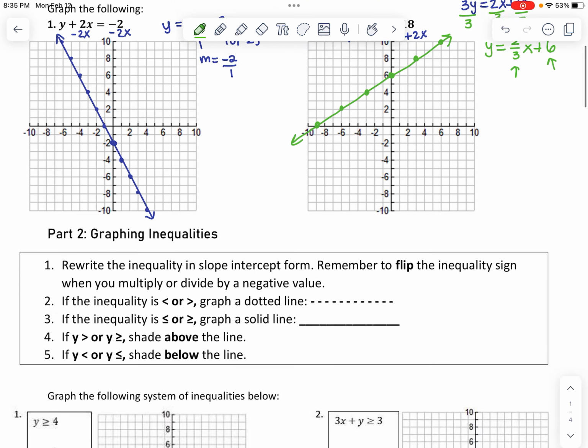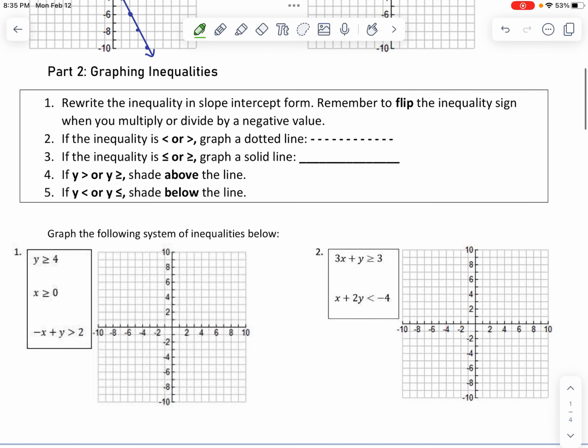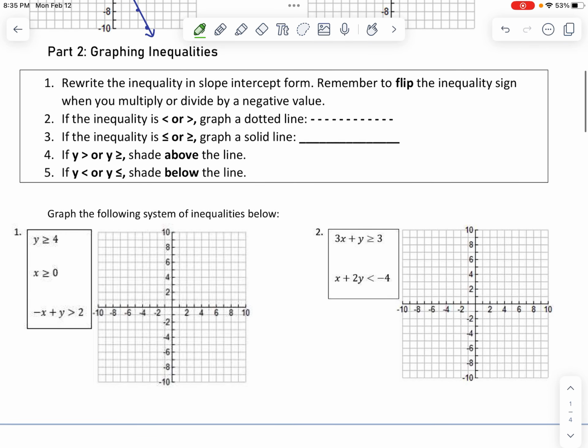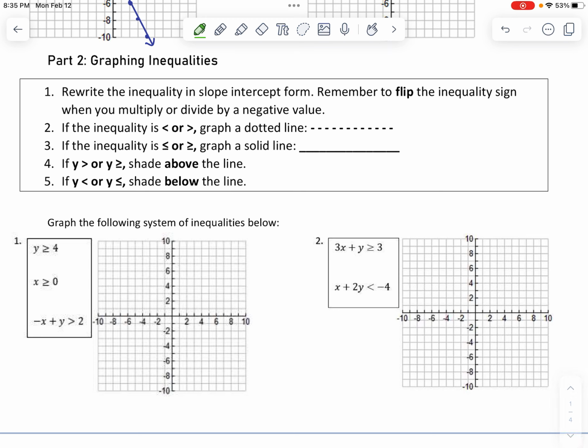Now we're going to move on to part 2 of these notes. We're going to bump it up a little bit. Instead of just graphing linear lines, we are going to graph inequalities with linear functions. So the first step is going to be, just like what we just did, rewrite the inequality in slope-intercept form, y equals mx plus b, except this time we probably won't actually have an equal sign. Now remember to flip the inequality if you multiply or divide by a negative value.